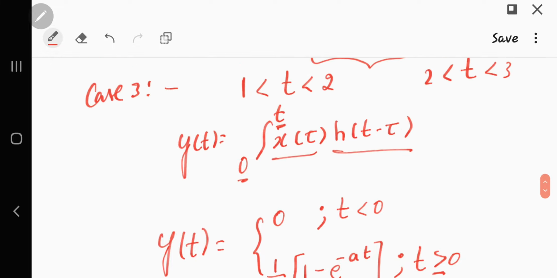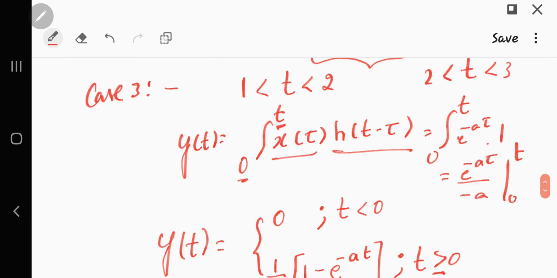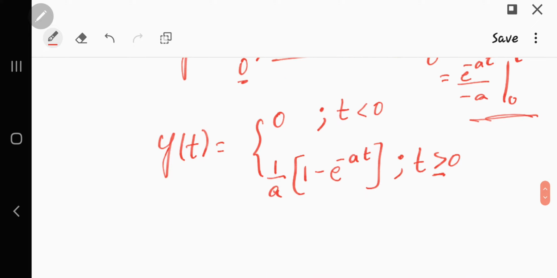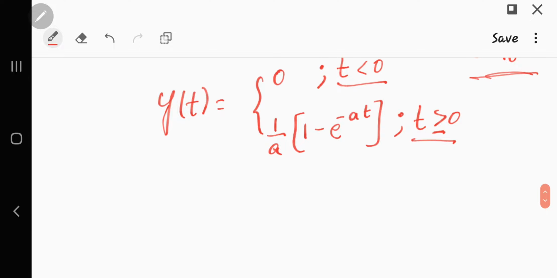Okay. So if you want, you can check this one more time. From 0 to t, x of tau value is e power minus a tau into 1. So again you will get e power minus a tau divided by minus a, with limits 0 to t. If you simplify, you will get the same answer. So that's why, instead of going further, I am just stopping with two limits, one for t less than 0 and one for t greater than 0.